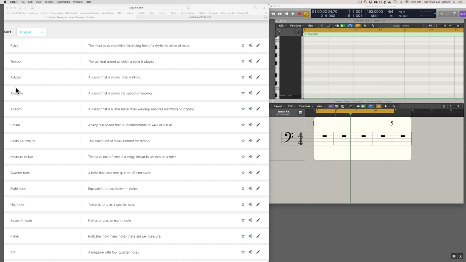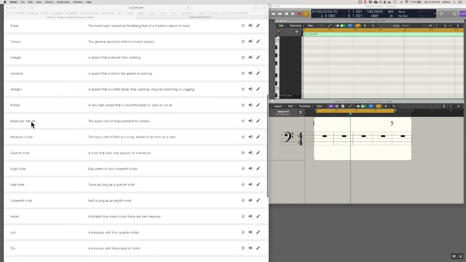These are the traditional Italian tempo markings here, from slow to fast. And more recently, we've started to identify that as beats per minute because we have more accurate tools for measuring exactly how many times we nod our head in a minute.